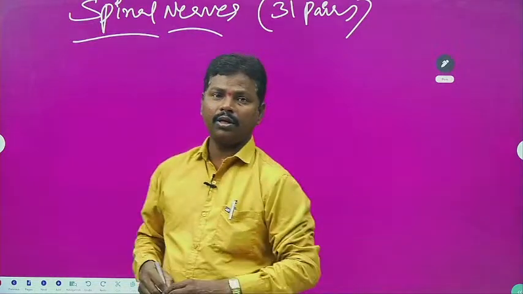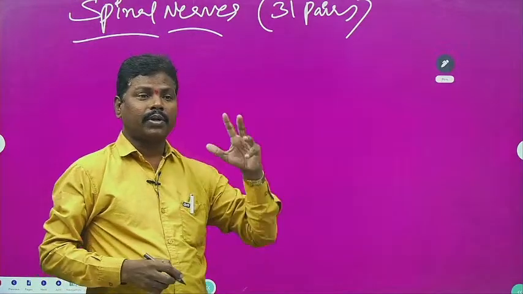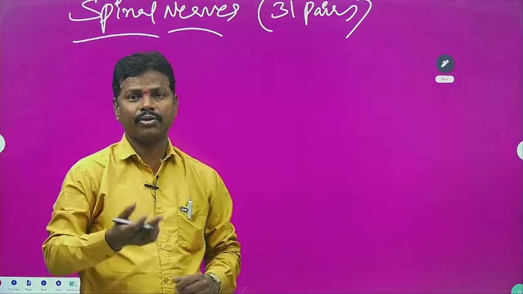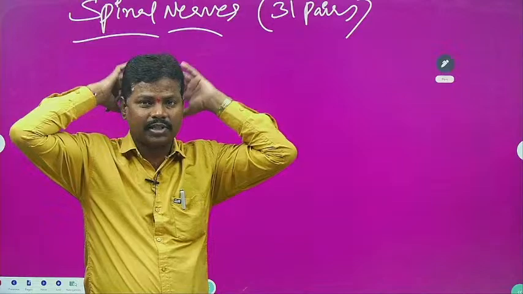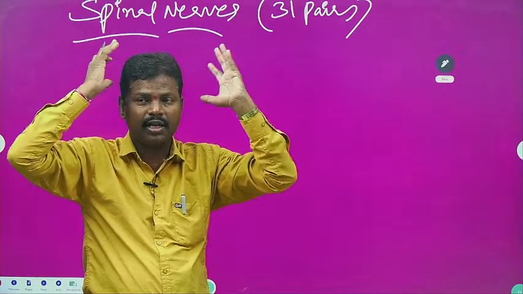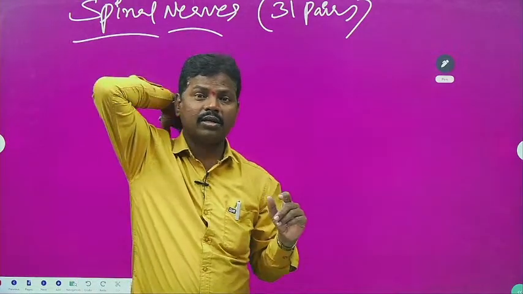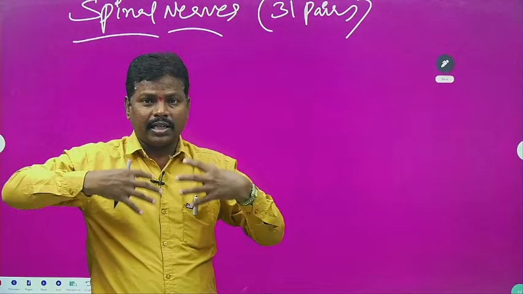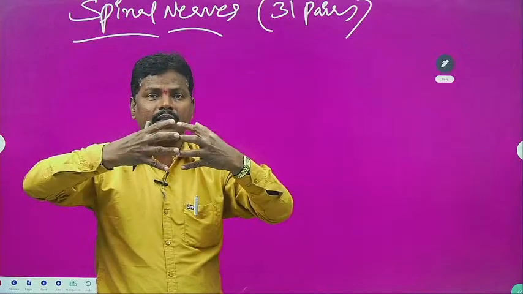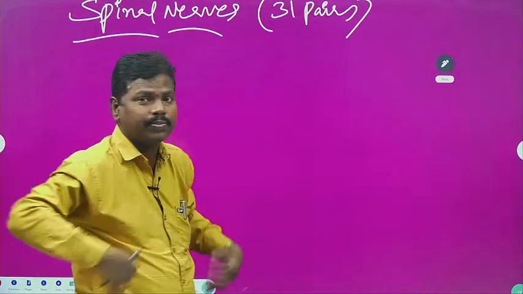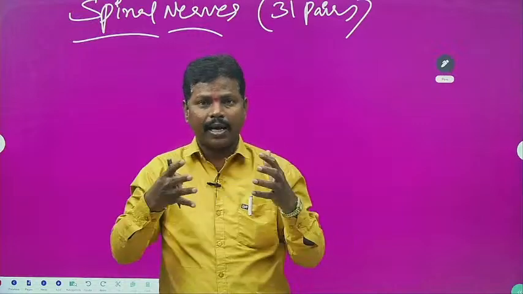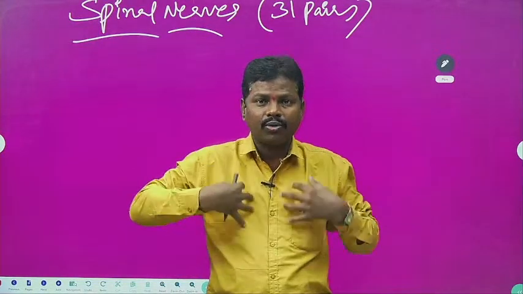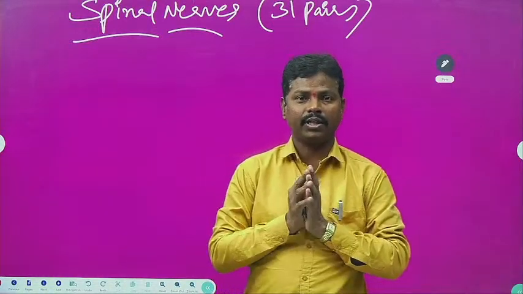How 31? Comparing to cranial nerves, spinal nerves are more, because the brain is located in the skull, nothing but the cranium, but the spinal cord is long, passing through the backbone. So these are the nerves which are connected to the spinal cord on either side of the backbone and spread to all organs in the body. They are called spinal nerves.